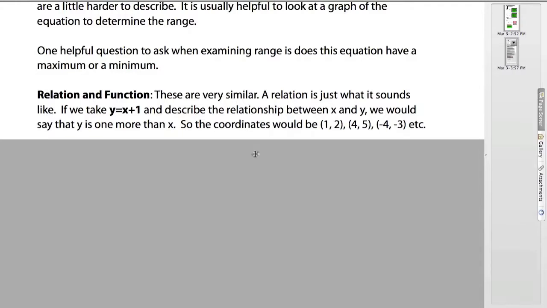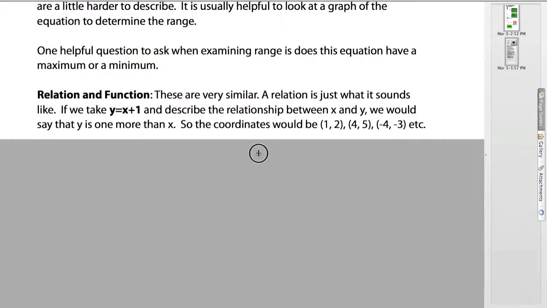If I were to describe that relationship to you, I would tell you that the y value is always going to be 1 more than the x. And if we were to plug in a couple of numbers, you would get results like you see on the screen. I'd have the values 1, 2, 4, 5, negative 4, negative 3. Remember that negative values are upside down because more negative is smaller.